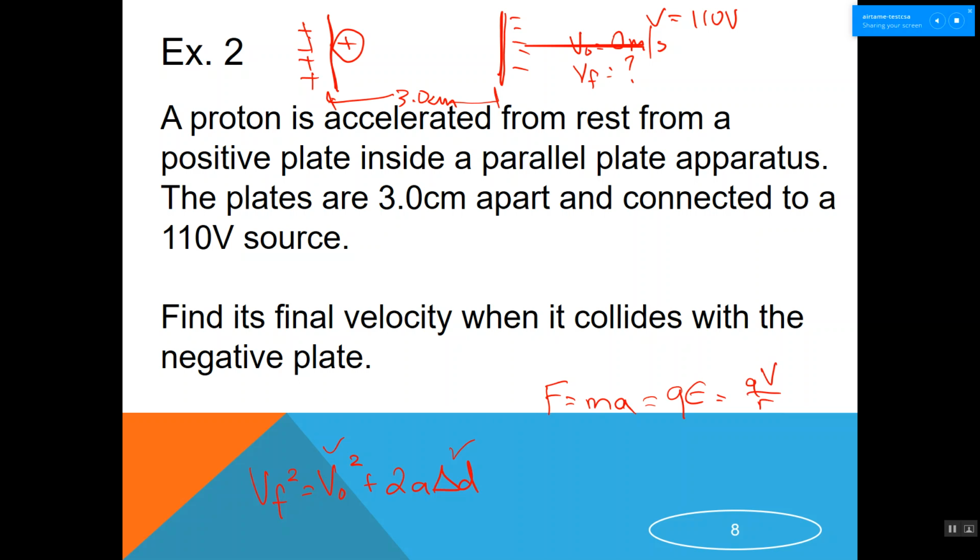Now we're trying to solve for acceleration. What's the mass of a proton? It's on our quiz today, wasn't it? The mass of a proton is 1.67 times 10 to the negative 27 kilograms. The charge of a proton is equal to 1.62 times 10 to the negative 19 coulombs.